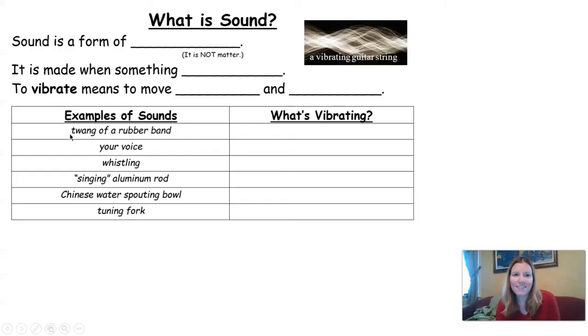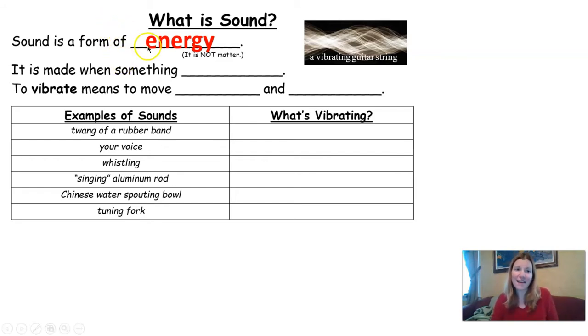So reviewing our sound unit, the first thing we learned is what sound actually is. Sound is a form of energy, meaning it is not matter. We talked about the idea that when God created the universe, he kind of had 2 big categories of things he created. Matter is our solids, liquids, and gases that we studied in our previous unit. And then the rest of the things he created are energy, and sound is one of those. That also includes things like light and electricity and heat.